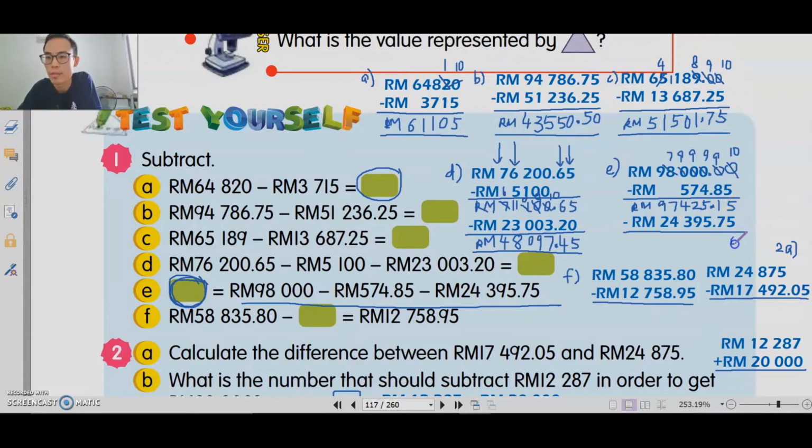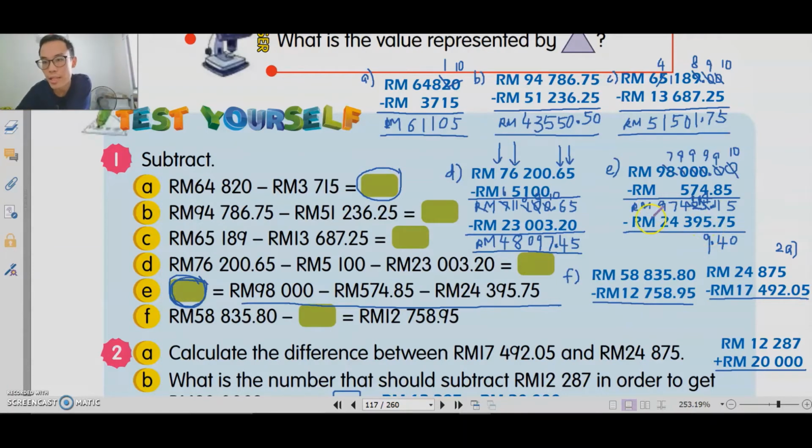5 minus 5, 0. 1, okay, not enough, we have to borrow. So plus 10 becomes 11. This one, 5 minus 1 becomes 4. Okay, 11 minus 7 is 4. Decimal point. Okay, this one becomes 4 minus 5, not enough again. Alright, 4 plus 10 is 14. 2 minus 1 becomes 1. So 14 minus 5 is 9.